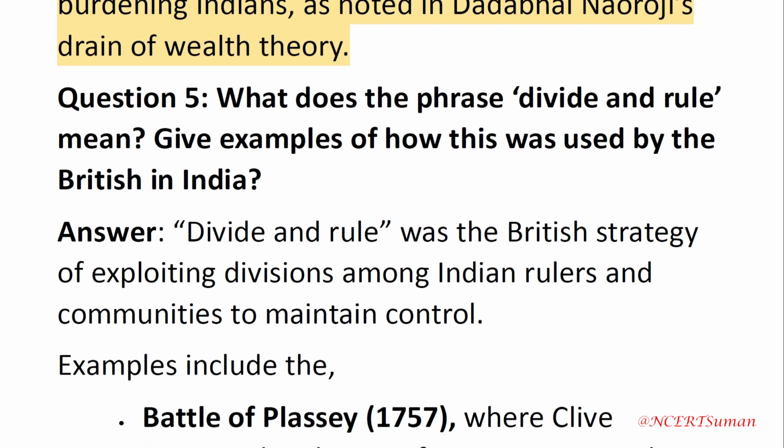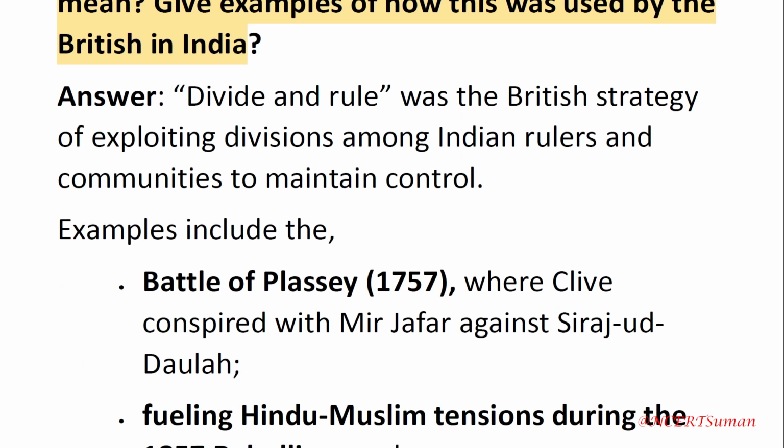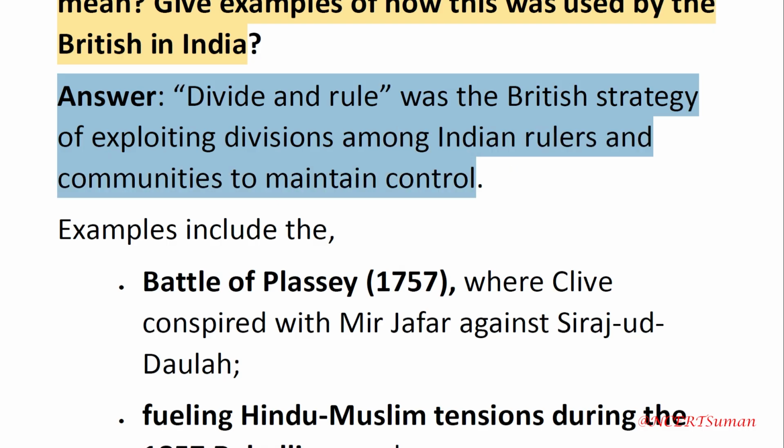Question 5. What does the phrase divide and rule mean? Give examples of how this was used by the British in India. Answer. Divide and rule was the British strategy of exploiting divisions among Indian rulers and communities to maintain control.